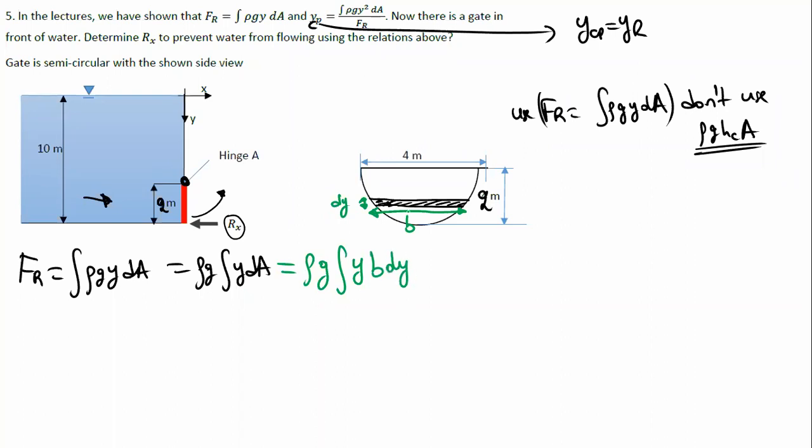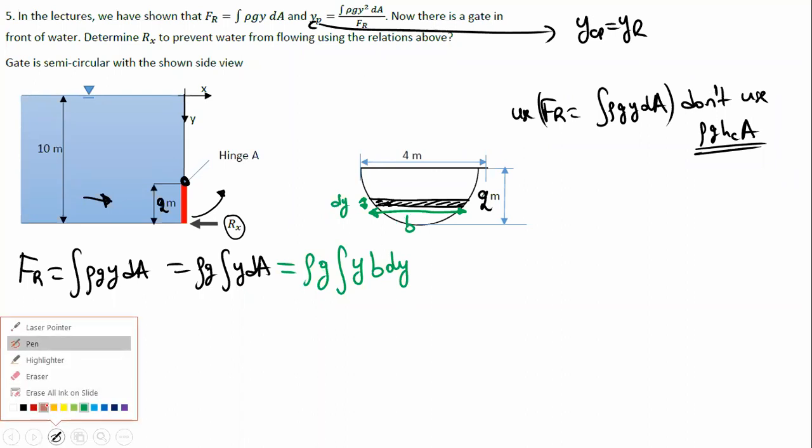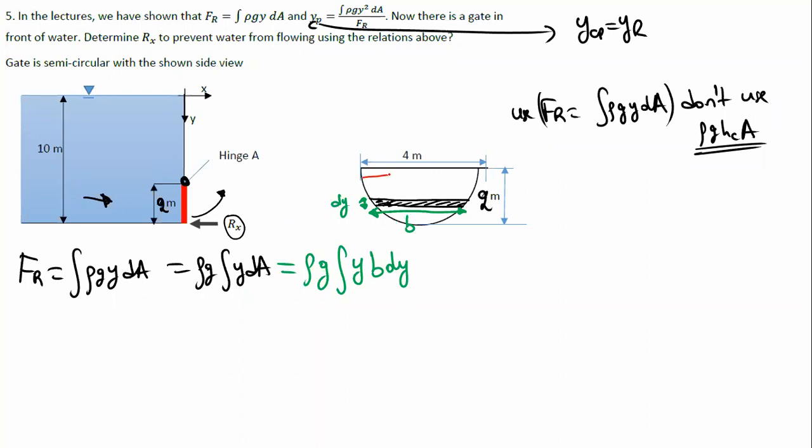But this b value is not constant. Why? Because if I take another area here, since it is arbitrary, I can take the area at any point. If I take the area here, it will have a different b value. So this b is not the same as that b. Therefore, the b value here is a function of y. It depends on where I have chosen the y value.